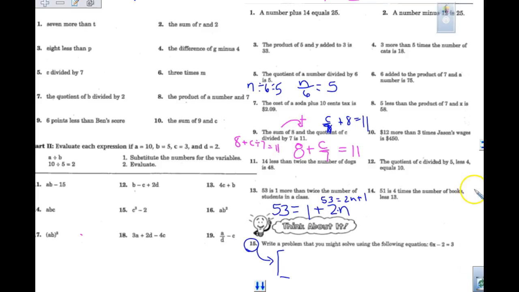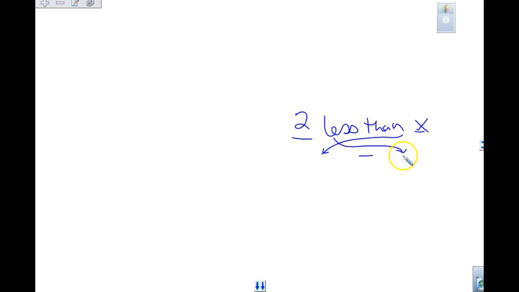I thought I had mentioned in yesterday's notes, so I want you to look back, but did I say write this down with the phrase less than? Did I say put that with subtraction and show this? Because I helped a couple people this morning and they didn't have this in their notes. So if I say 2 less than x, because I thought I said this yesterday.